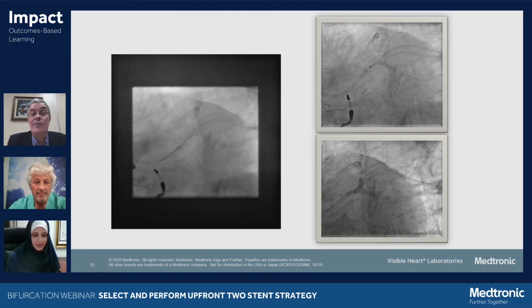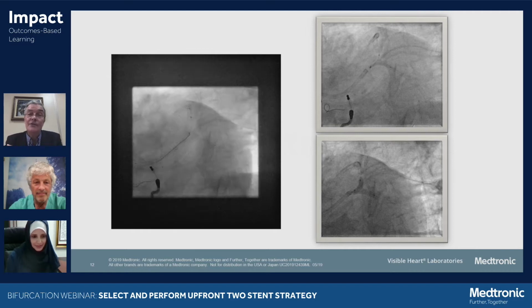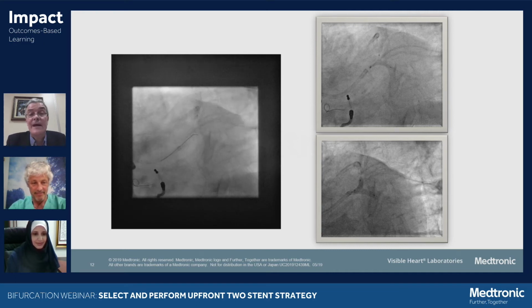I agree with you completely. This is because in crush, you actually push your stent and you create small gap during the crush. So it's dangerous if you try to cross distally. And the only technique that we should try to cross proximally is actually double kissing crush or any crush variation.